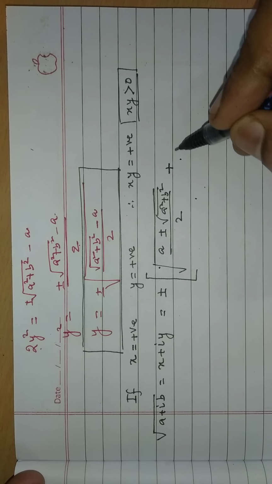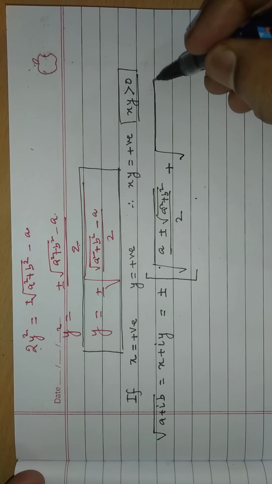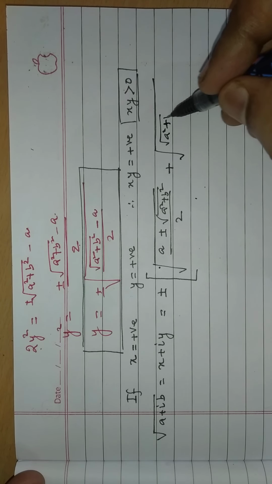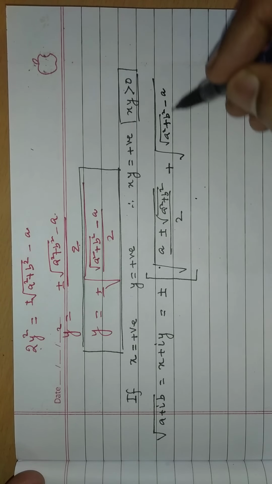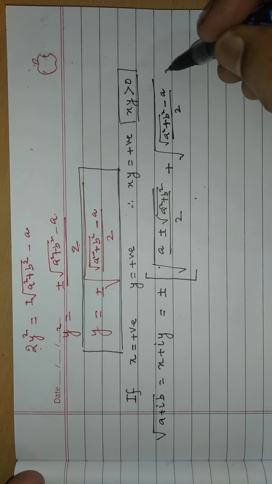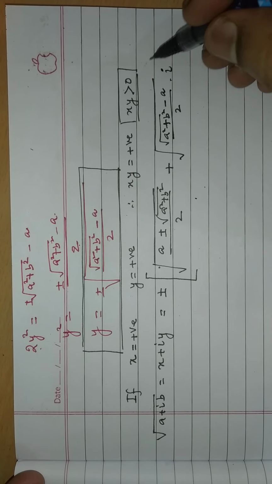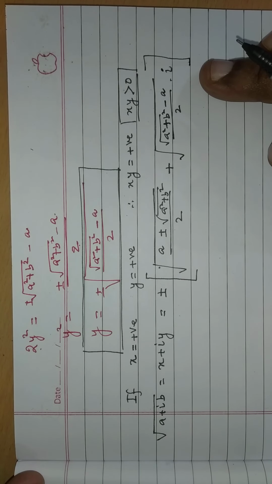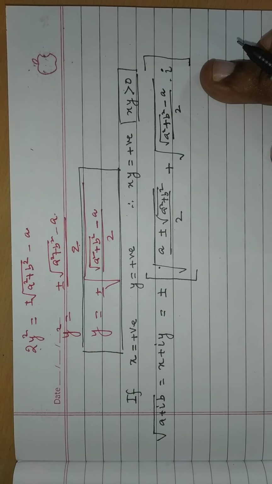plus root under (root a square plus b square minus a) divided by 2, and then iota into this. So with the help of this equation, we can directly find the square root of the given complex number.